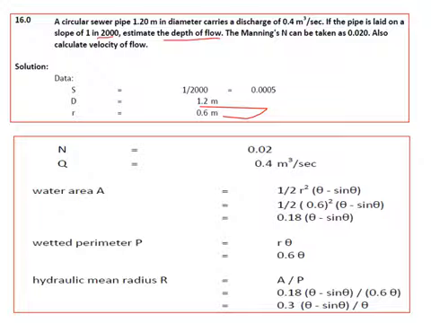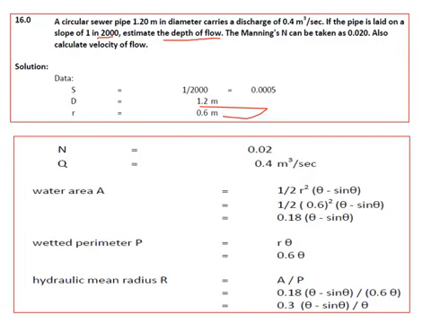In the previous problem, we were able to calculate theta because the radius and depth of flow were given. In this case, the radius is given, but we are not able to calculate the angle theta, and hence we need to find out the depth of the flow. So that's how the problem goes.